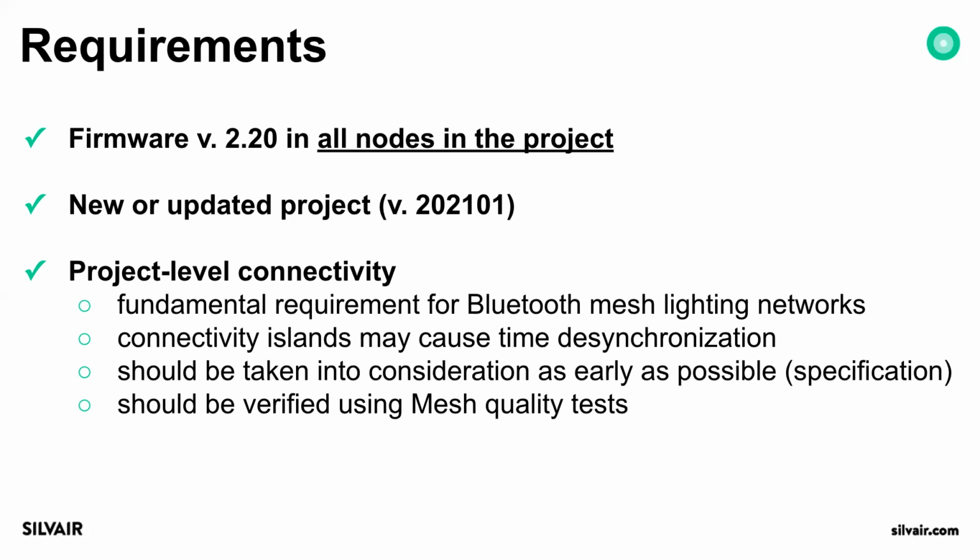What is the third? I would say a critical thing is also to have project level connectivity, which is also a fundamental requirement for Bluetooth mesh lighting networks, but it also applies specifically to in-node scheduling due to the fact that we need to have a proper time propagation in the network.